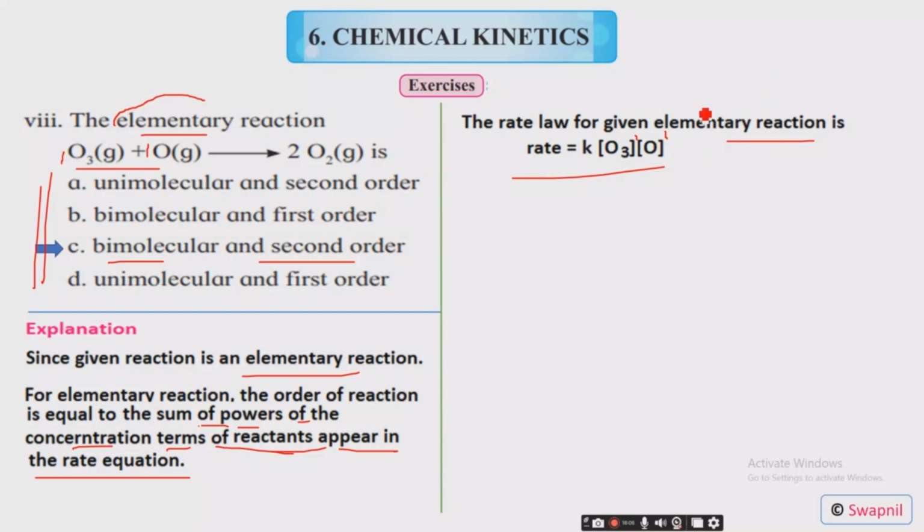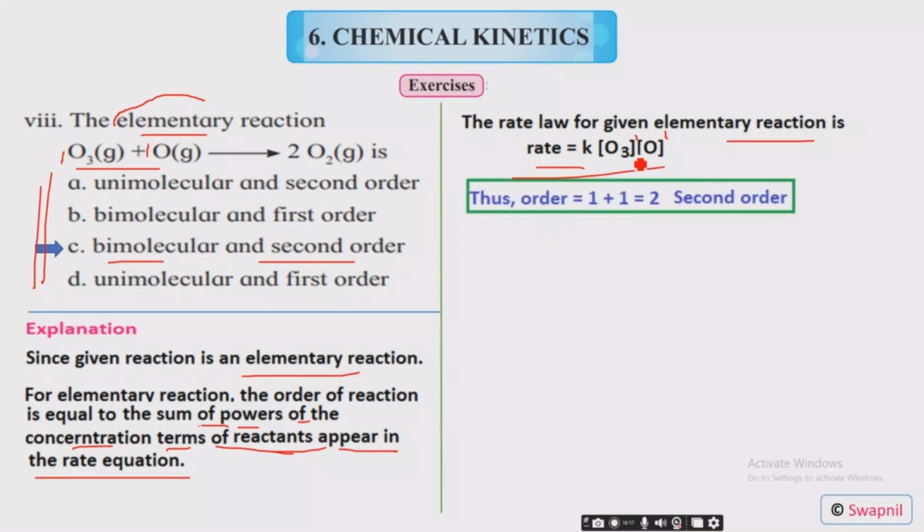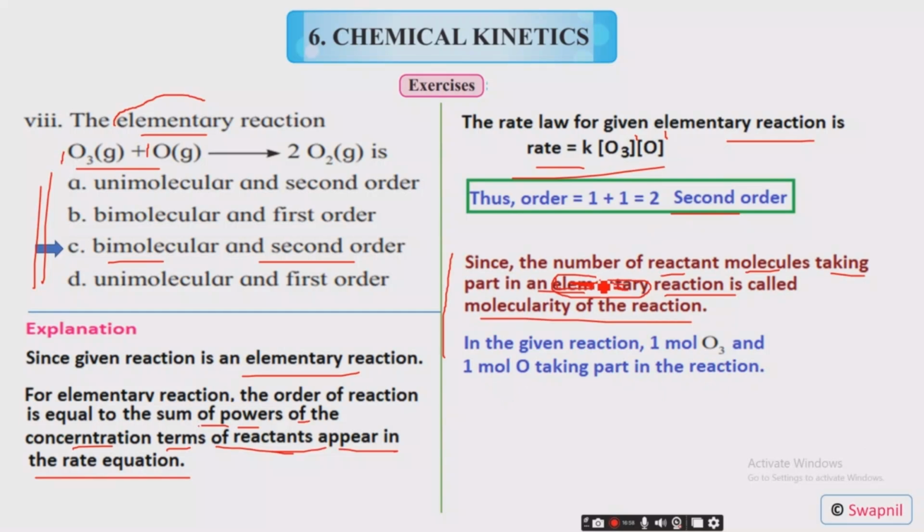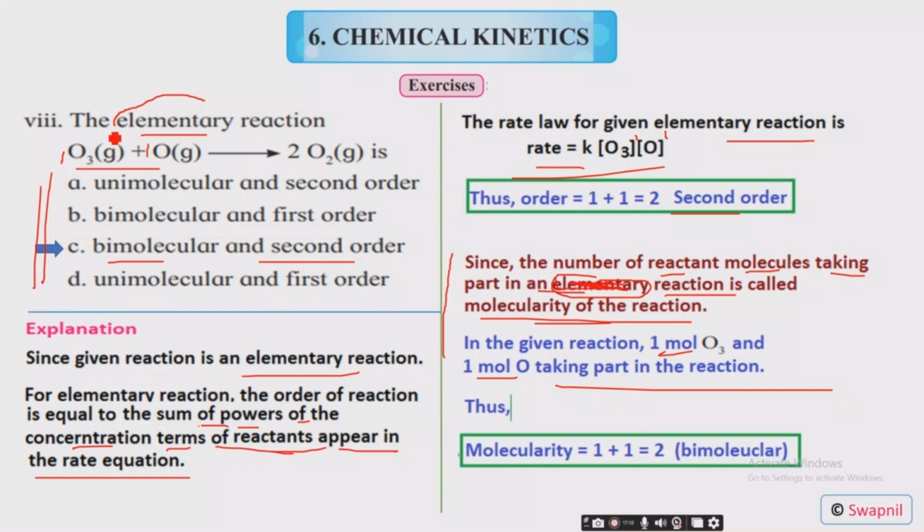So rate is equal to K into concentration of O3 raised to 1 into concentration of O raised to 1. So here order is nothing but 1 plus 1, that is 2, second order. The number of reactant molecules taking part in a chemical reaction is called the molecularity of the reaction. So in the given reaction, 1 mole of O3 and 1 mole of O take part in the reaction. Hence the molecularity is equal to 1 plus 1, that is 2, that is bimolecular. Hence the given elementary reaction is bimolecular and second order reaction. The correct option is option C.